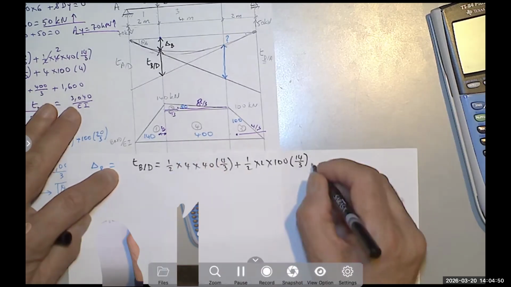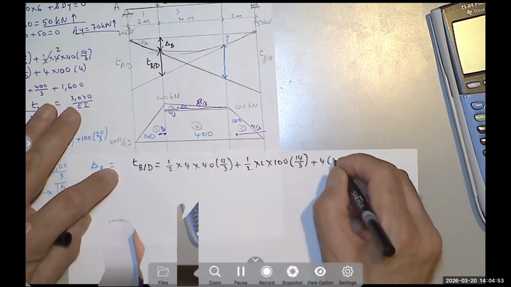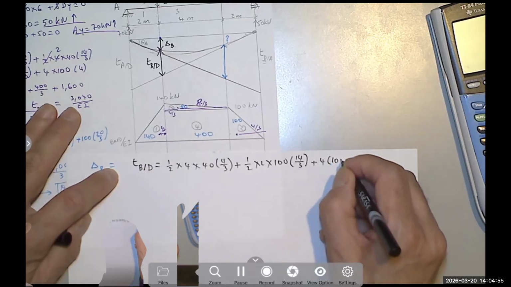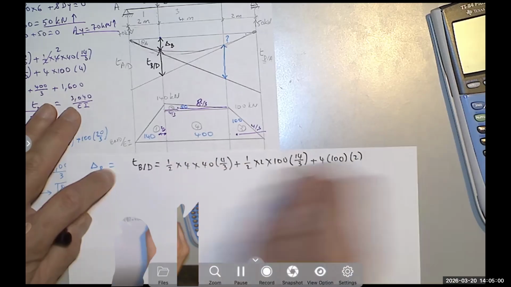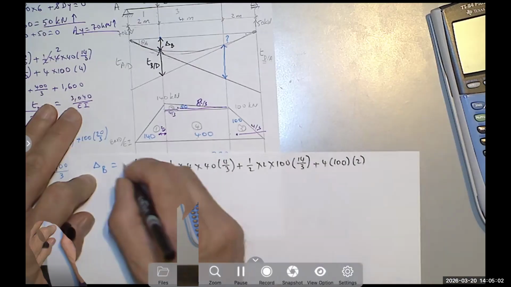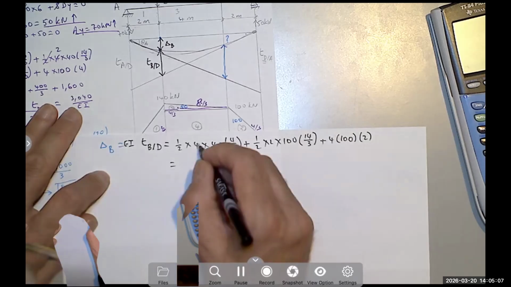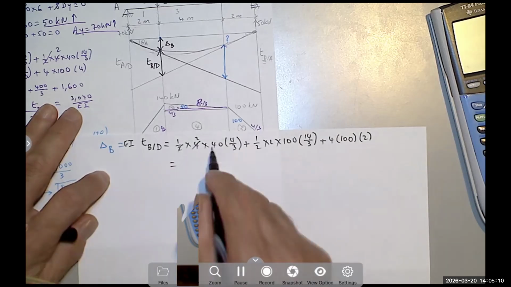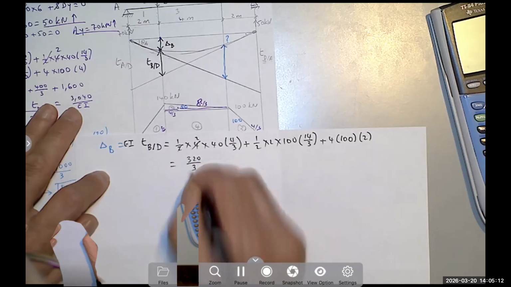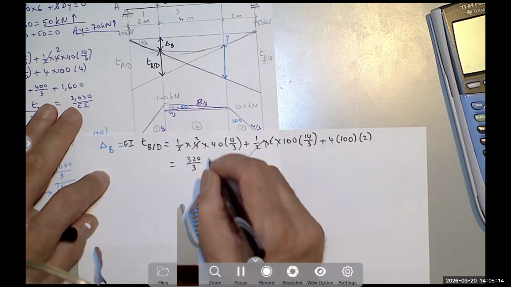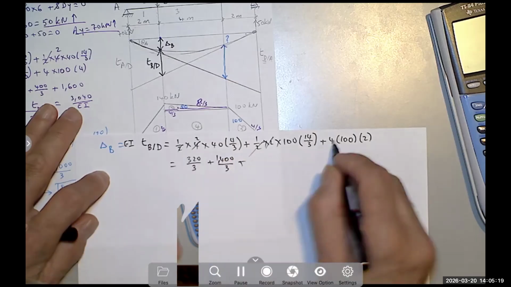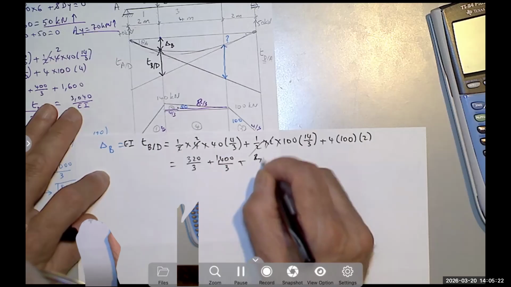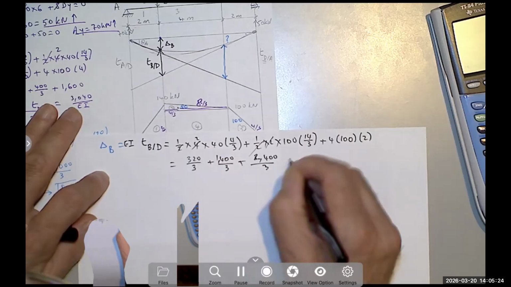And finally, plus 4 times 100, which is the height, times 2 over EI. So let's say EI times that equals 2,8,320 over 3 plus 1400 over 3 plus 800, or I can write it 2400 over 3, so make everything over 3.